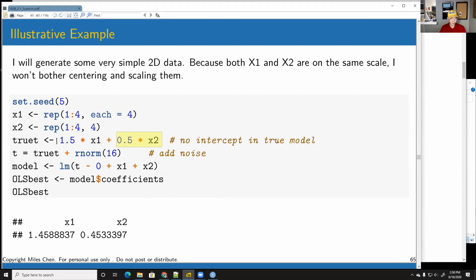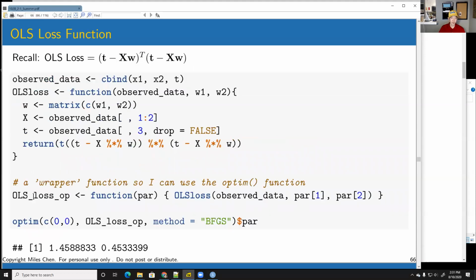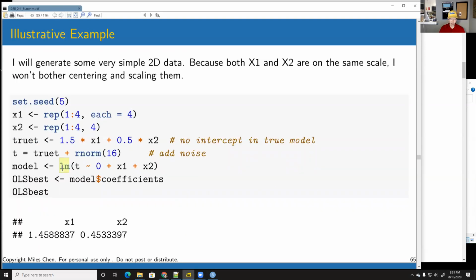And so the true coefficient for x1 should be 1.5 and the coefficient for x2 should be 0.5. I'm going to add some random noise and fit an ordinary least squares model. And the coefficients for this end up being 1.458 and 0.453. And that's the effect of just the random noise that gets applied to our observations here. So these are the best coefficients according to ordinary least squares regression, if I use LM.